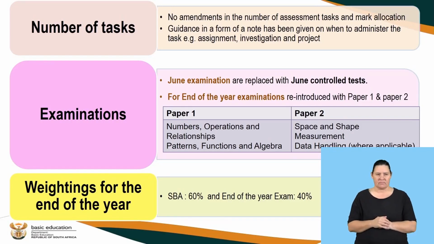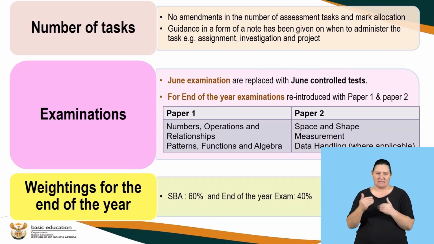We will talk to the number of tasks. There are no amendments in the number of tasks and also mark allocation. So we have got 7 tasks for the senior phase. They are the same as those of the intermediate phase.